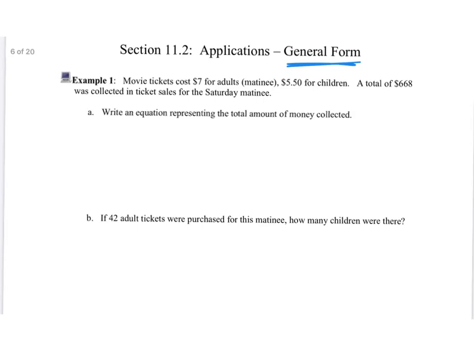So look at this example. It says movie tickets cost $7 for adults and $5.50 for children. And then it tells us a total of $668 was collected for the Saturday matinee. And they want us to write an equation that represents the total amount of money collected. So an equation has an equal sign. We know the total amount of money collected was $668. So our equation has to equal $668.